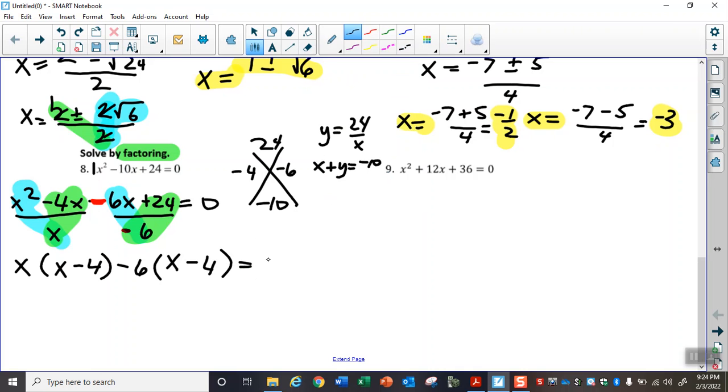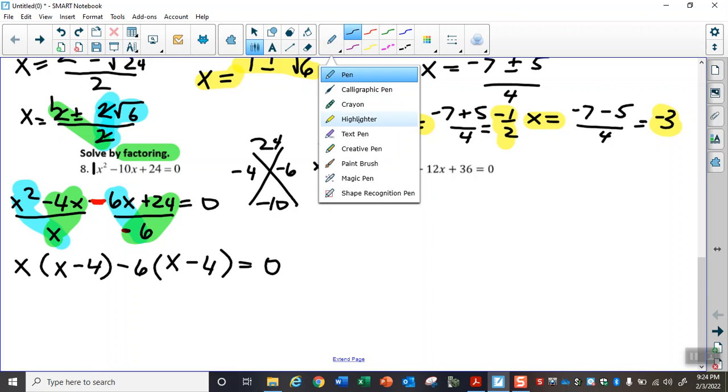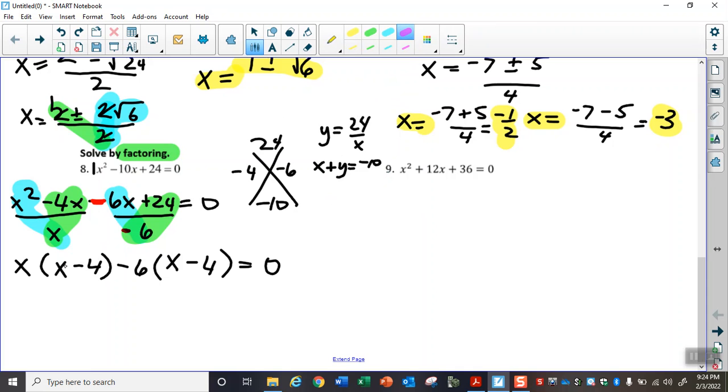And that is good because right here's my common factor. I've got x minus 4 and x minus 4, so that comes to the front. So x minus 4, and when I divide that out, what's left is x minus 6. And then that equals 0.